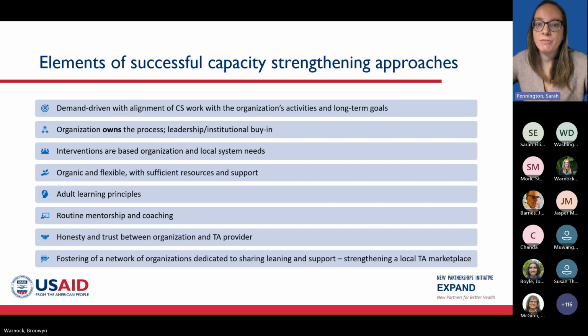Successful capacity strengthening interventions address the needs and priorities of the organization and its local system, are organic and flexible, and sufficiently resourced. They apply adult learning principles and are sustained over time through routine mentorship and coaching. This builds trust between the organization and the TA provider. Ideally, the support also connects local organizations to one another to share learning and support each other, and strengthens a local TA marketplace over time so that international donors and TA providers can eventually step back.